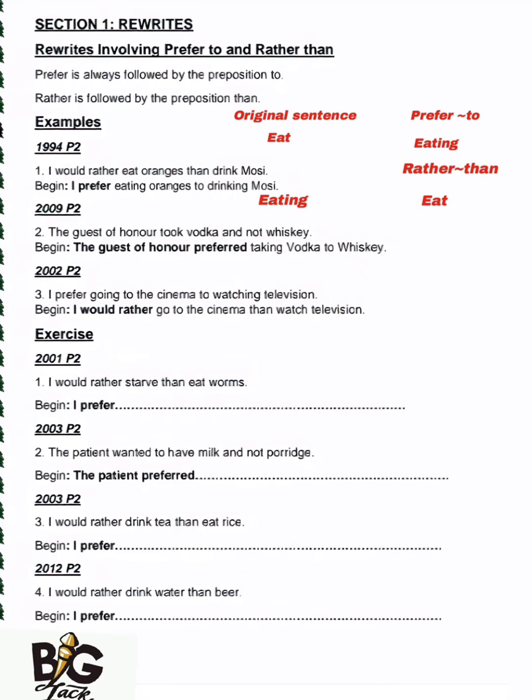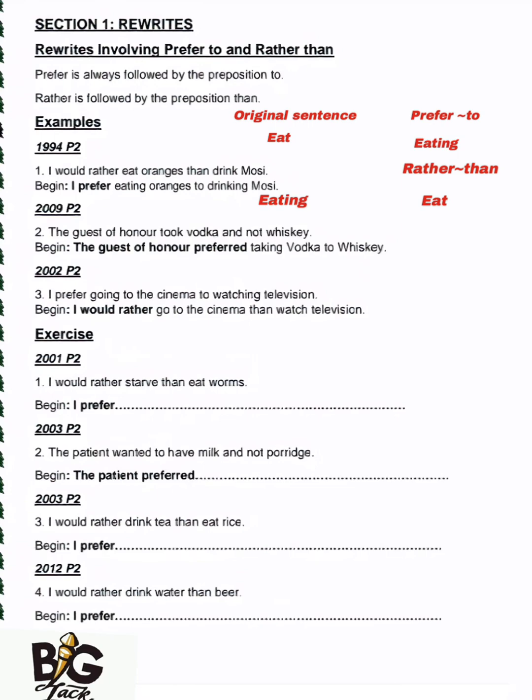So let's say, for example, if I prefer eating oranges to drinking mosi was the original sentence, then they say begin, I would rather. Which means where there is eating, you're going to remove what? ing. And where there is to, you're going to put what? Than, since rather goes with than. Then as for drinking, you're going to remove ing, and it is going to become drink. So if we rewrite this by saying I would rather, it is going to sound like this: I would rather eat oranges than drink mosi.